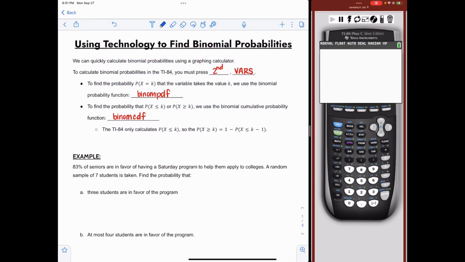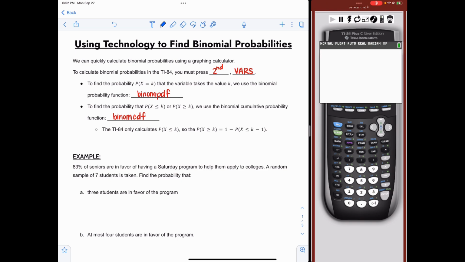Today we're going to talk about using technology to find binomial probabilities. In the last lesson I showed you how to do binomial probabilities by hand and use the calculator just to find the values of n choose x. I showed you how to do that using the probability function in the math menu.